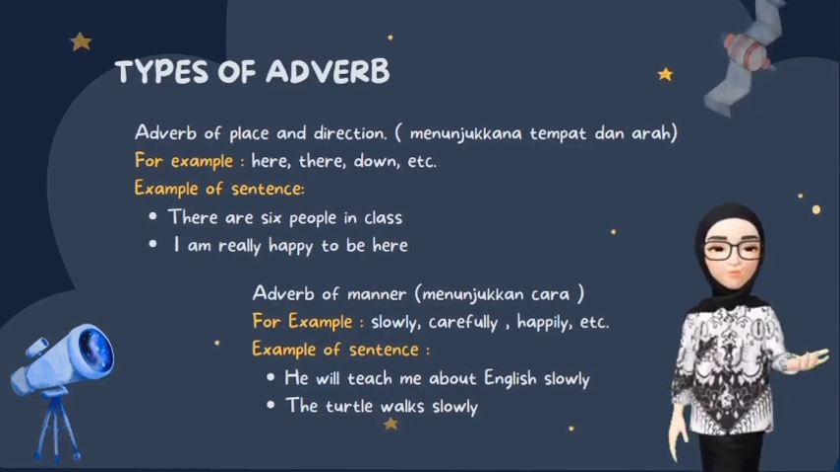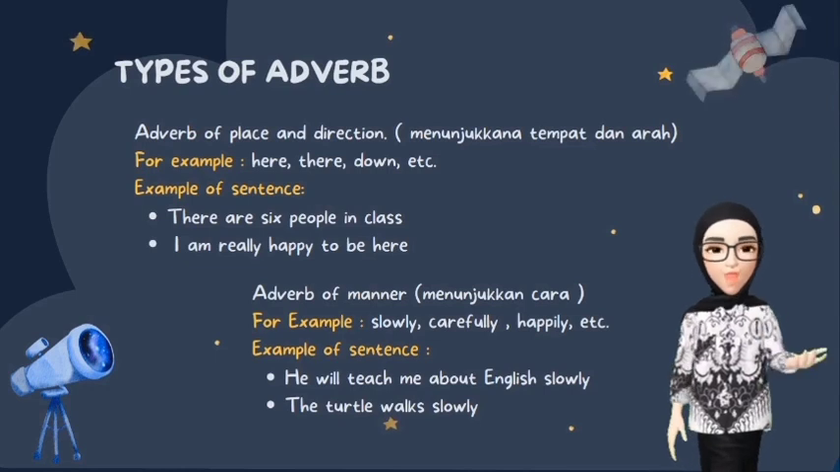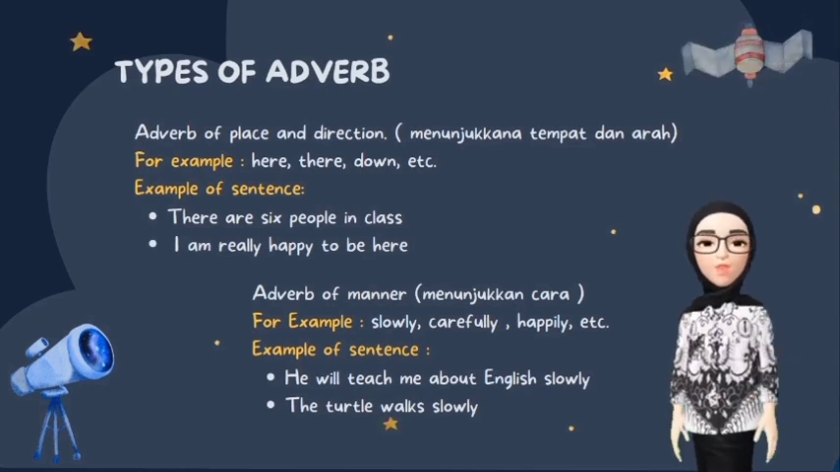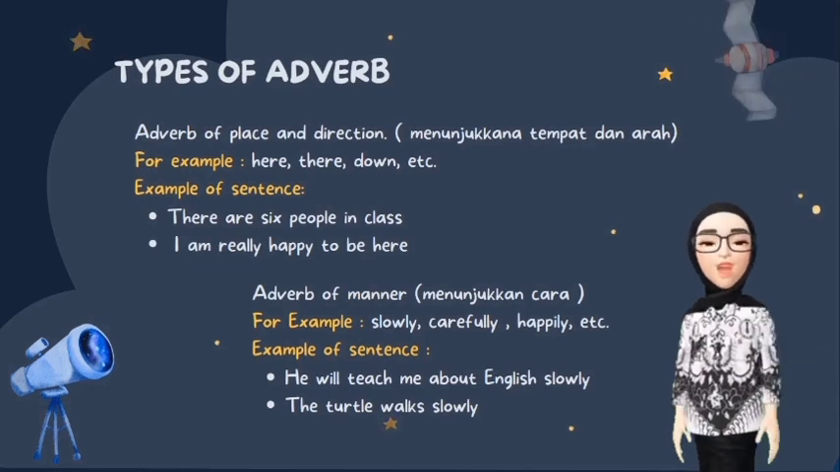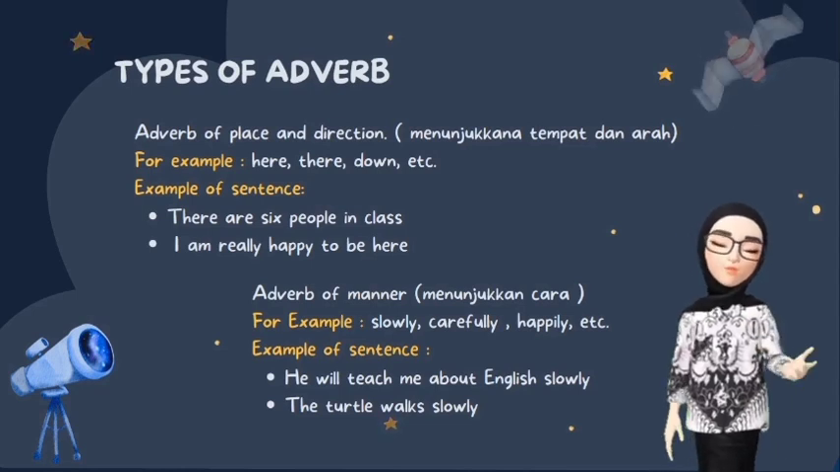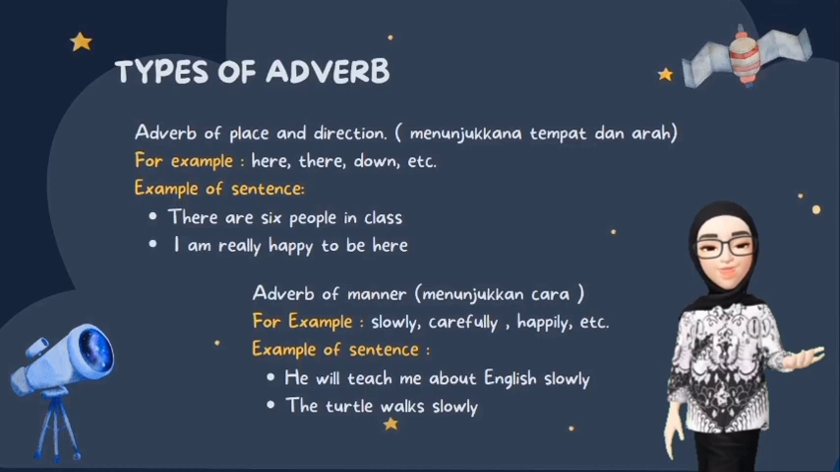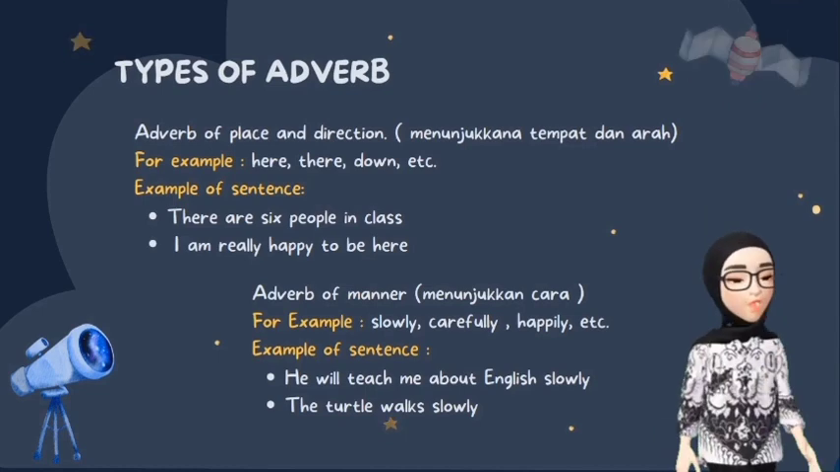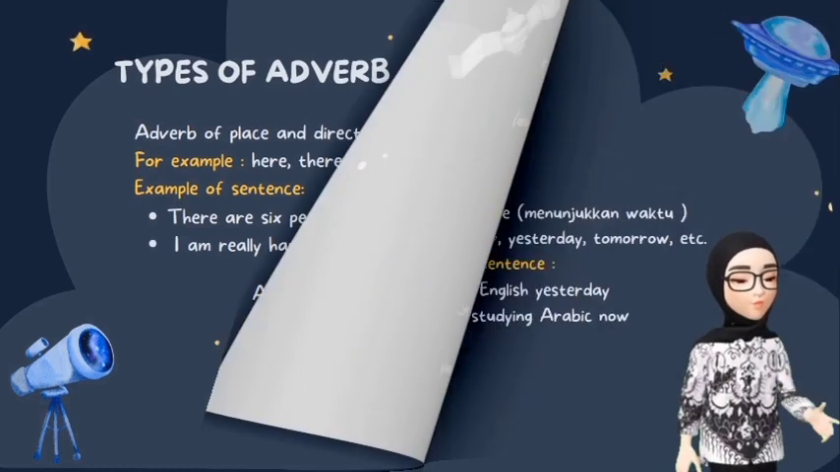An example in sentence. A. There are 6 people in class. B. I am really happy to be here. 2. Adverb of manner. For example, slowly, carefully, happily, etc. And the example in sentence, A. He will teach me about English slowly. B. The turtle walks slowly.